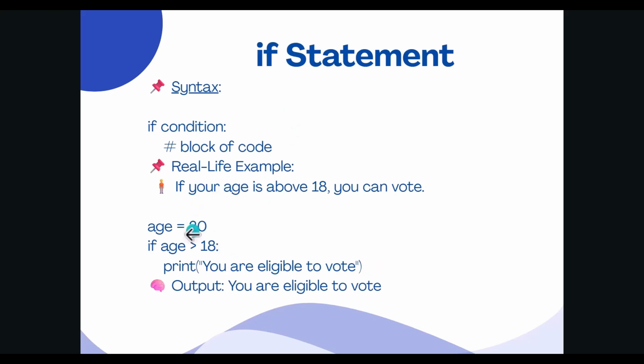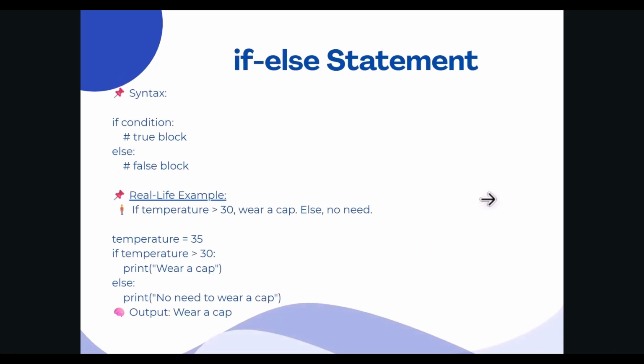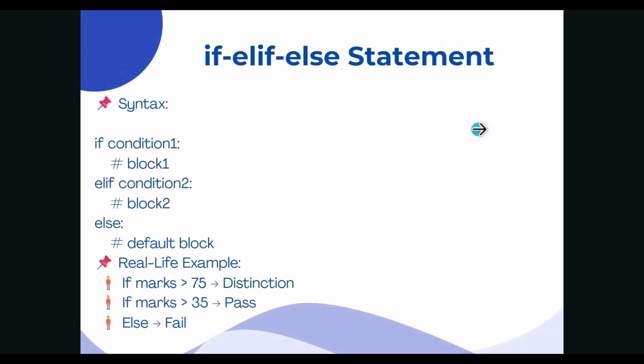First, the if statement. If is like saying, if something is true, then do something, otherwise do nothing. For example, if your age is 18 or above, you can vote, and you are eligible to vote. We get the output as: you are eligible to vote. Next one is the if-else statement. If else is used when we want to choose between two options, one if the condition is true and another if the condition is false. For example, if the temperature is more than 30 degrees Celsius, wear a cap, else there is no need.